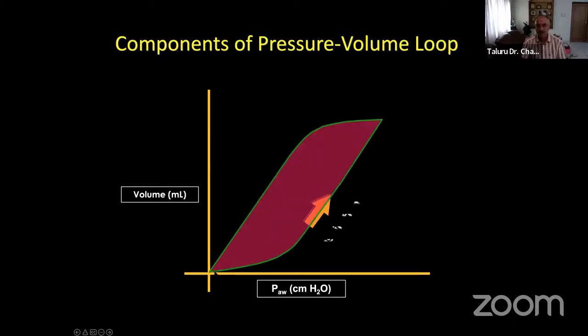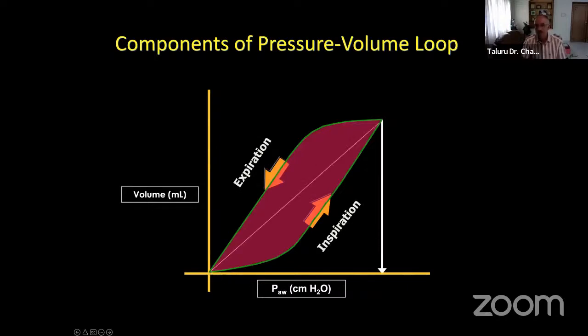So this is the inspiration and that is the expiration, and it has to come back to the point of origin. If you have a PEEP, it will start from this point. If you have a PEEP of 10, then the curve will start from here to here. And there is volume here also below this, that is called the functional residual capacity. FRC is here. Always you have to remember that also.